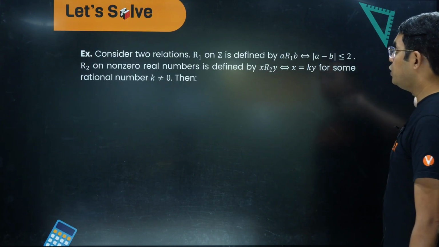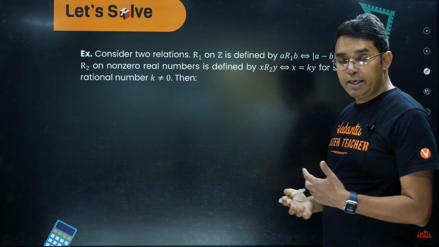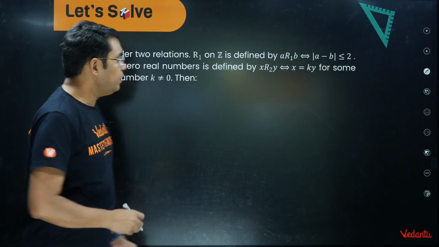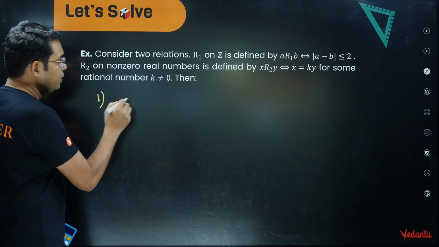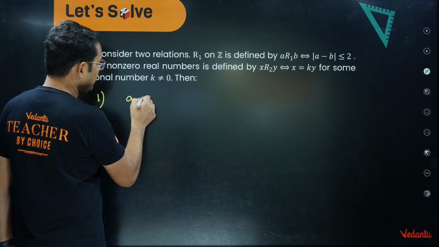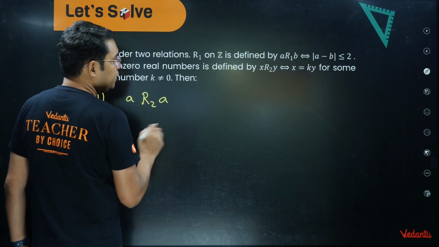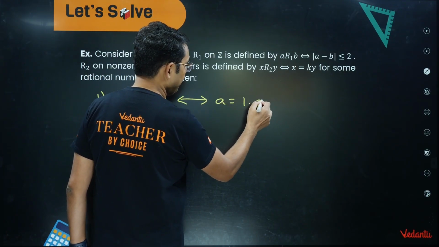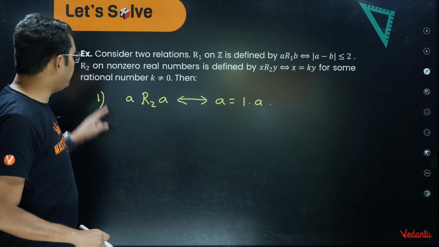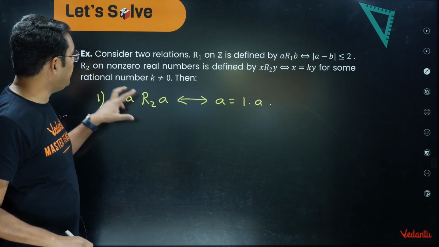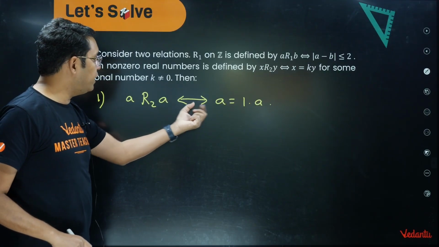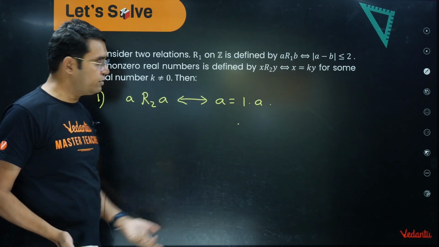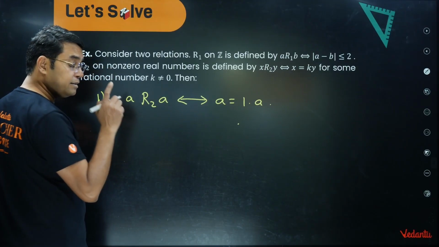Now to check R2, we will first check reflexivity. For reflexivity of R2, I will need a related to a. That is possible, because you can say a equals 1 times a. 1 is also a rational number, and we are talking about these numbers a on non-zero real numbers. So definitely we can write this relation for all non-zero real numbers, a equals 1 times a. So this is reflexive.